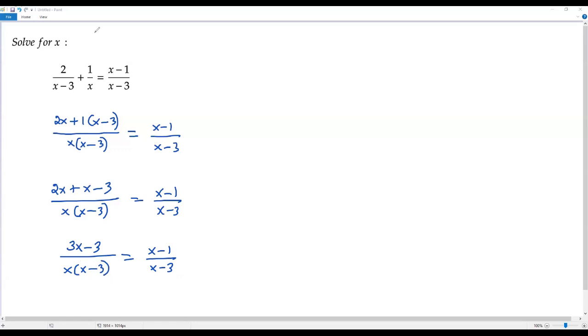Okay, now let me multiply both sides of this equation by x minus 3. Here I multiply x minus 3, so x minus 3 will cancel. The same thing will happen on the right side as well. Now the resulting equation is 3x minus 3 over x equals x minus 1.